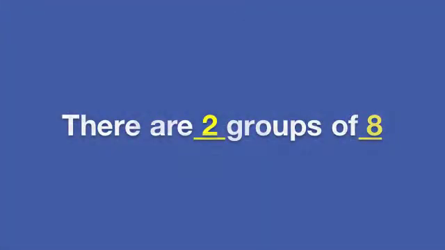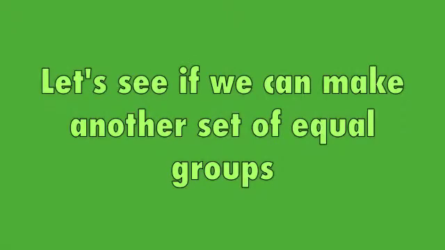Let's see how many I have. 1, 2, 3, 4, 5, 6, 7, 8. We have the same amount. So we have two equal groups here, and we both have 8 pieces of candy. There are two groups of 8. Let's see if we can make another set of equal groups using our candy.